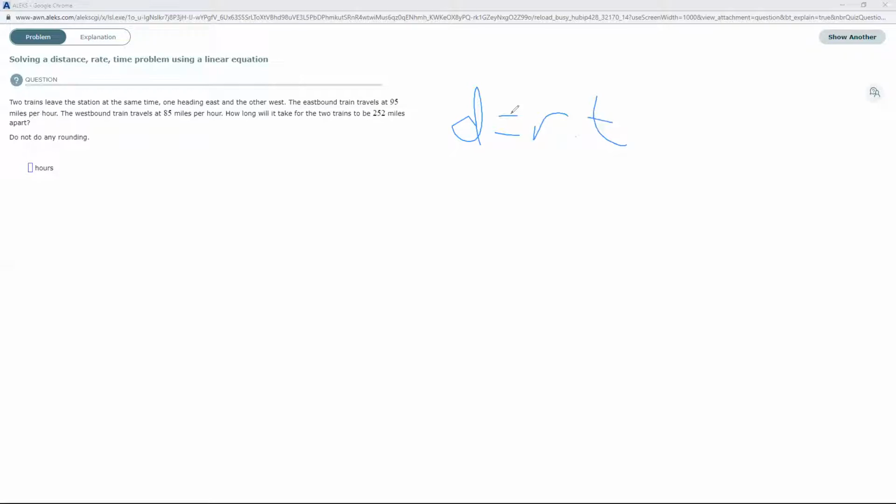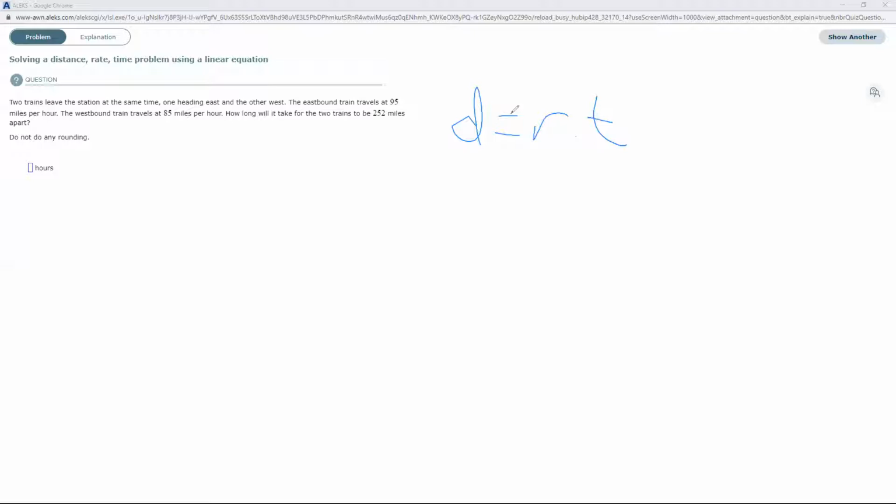Now, when I look at a question like this, where we've got two trains leaving a station at the same time, I also like to draw pictures. So I'm going to write this down on another piece of paper. Usually what I find is going to be the easiest thing for us to do is to draw a picture and then label it.